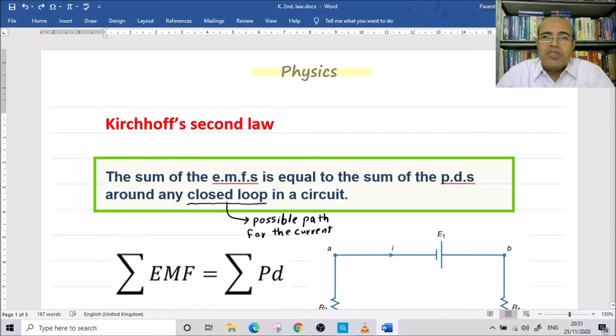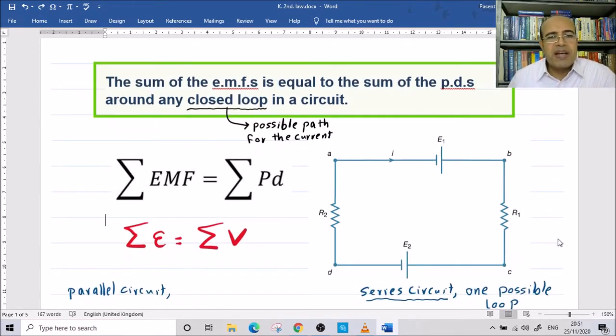Kirchhoff's second law, or Loop's law, states that the sum of the electromotive forces is equal to the sum of the potential differences around any closed loop in a circuit. What do we mean by closed loop? Any possible path for the current. In simple terms, sigma EMF equals sigma of potential difference, or sigma epsilon equals sigma V.